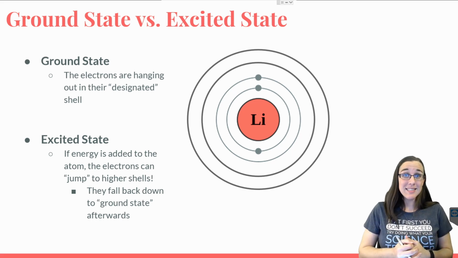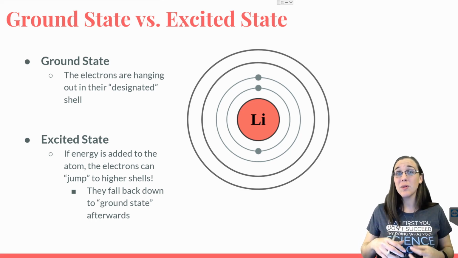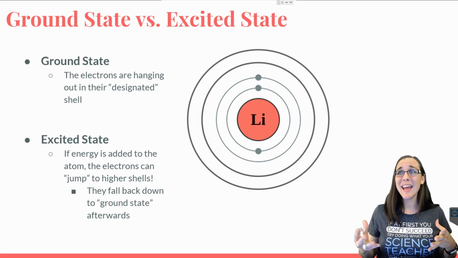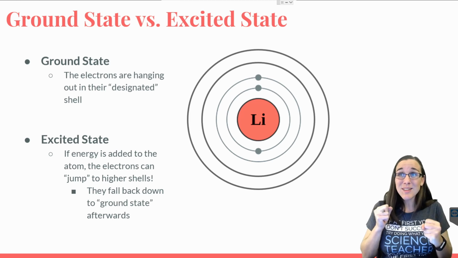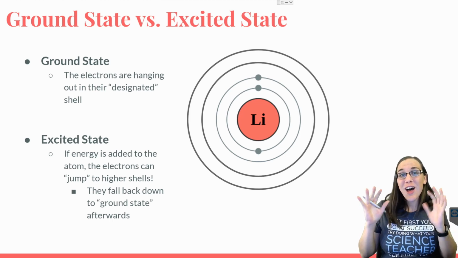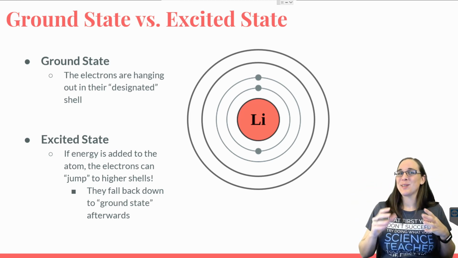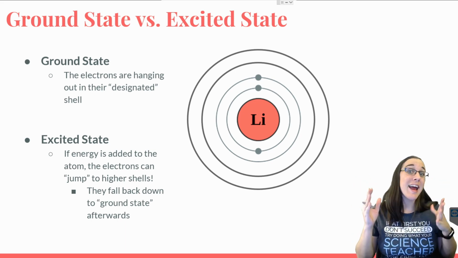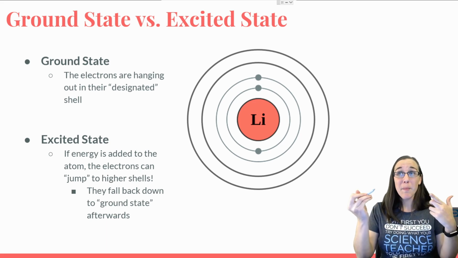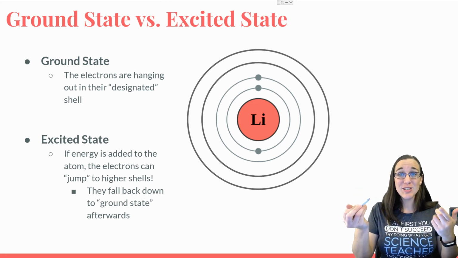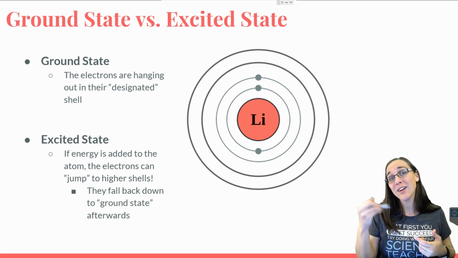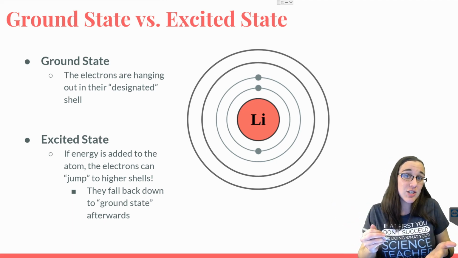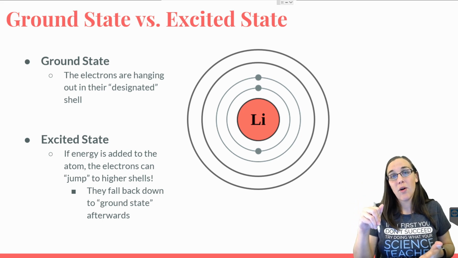When an atom gets excited, so if you add energy to it, if you zap it, if you add electricity to it, anything like that that can excite those atoms, we get into the excited state. That's what I like to call it. If you add energy to the electrons, they can jump up rungs like a ladder. So they can actually climb up into those higher energy shells that are normally empty if they're not energized, and then those electrons can fall back down.